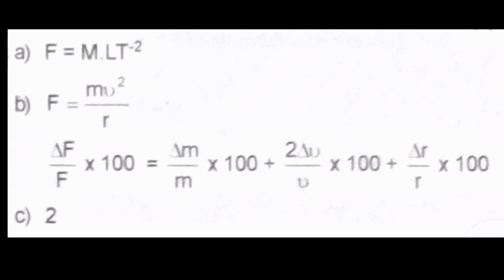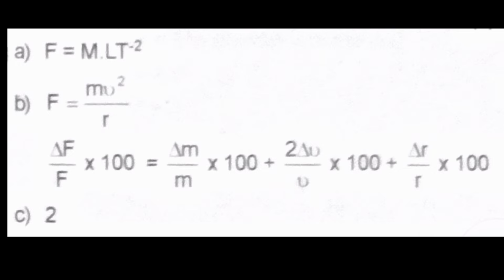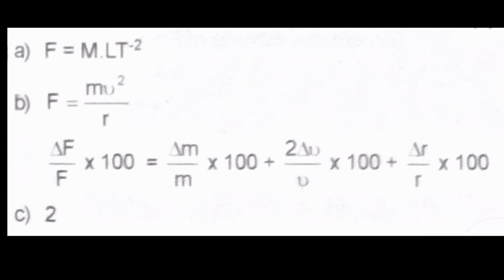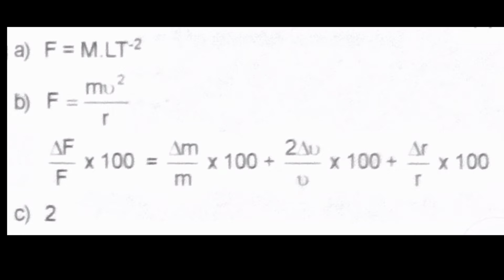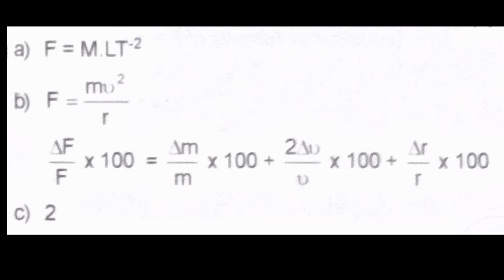What was the second question? Using the formula, we have to write the equation to find the percentage error in the centripetal force. So the centripetal force is F is equal to mv square by r. Right. So how will we calculate the percentage error? Yes, we know that percentage error is equal to relative error into 100. Relative error is delta F by F. That is the relative error into 100 will give the percentage error in force.